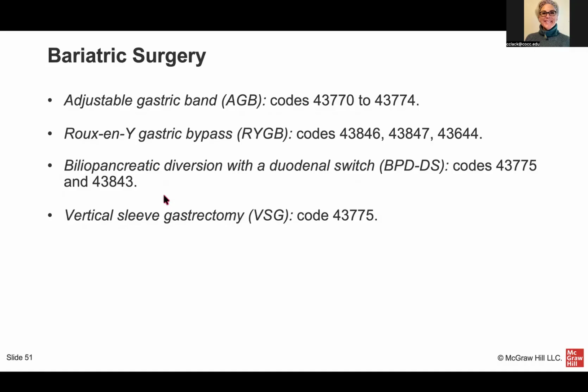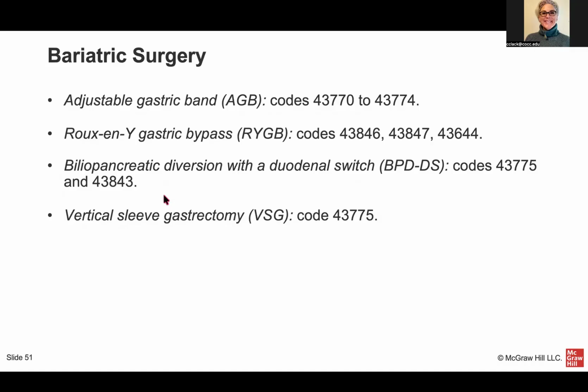Then there's a Roux-en-Y gastric bypass, and that's the most commonly performed bariatric procedure. The stomach is reduced and the small intestine is rerouted to bypass part of the digestive tract. The biliopancreatic diversion with duodenal switch is a more complex malabsorption procedure for patients with really high BMI. Then there's a vertical sleeve gastrectomy, where about 80% of the stomach is removed, which leaves a sleeve-shaped pouch.